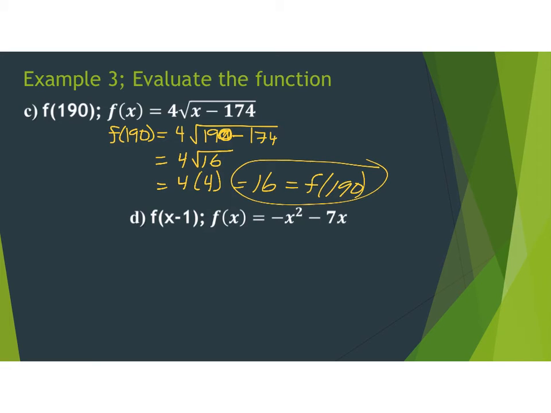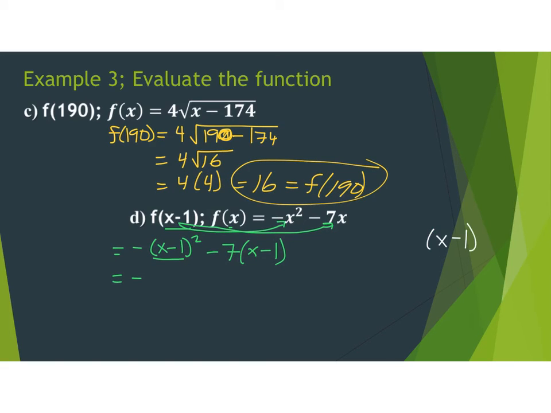And the last one, probably the most difficult one, we're going to put in x minus 1 instead for every x. So negative x minus 1, so we're taking that in and putting it in that x right there, squared minus 7, and then we're going to also put it in for this x right here, x minus 1. At this point, we need to simplify it down, which is the hard part. So here we need to actually FOIL that out. So I'm going to come over on the side and do that work.